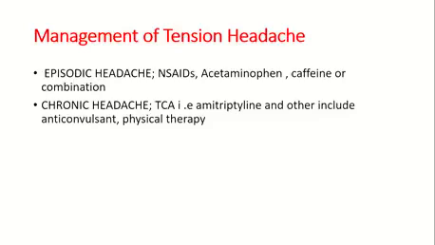When it comes to chronic headache, you can give TCAs, tricyclic antidepressants, i.e. amitriptyline, or others including anticonvulsants. You can give anticonvulsants because they will help to counterattack the effect of the parasympathetic nervous system causing inflammation in the brain.